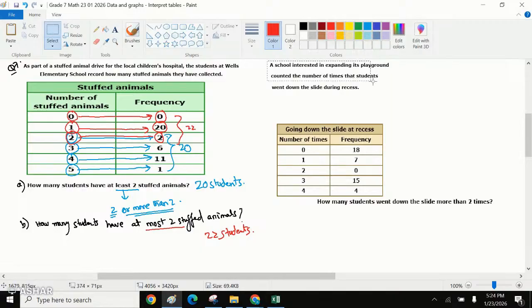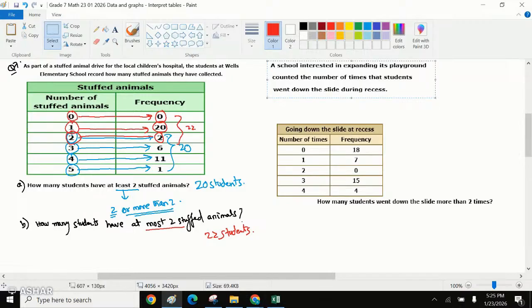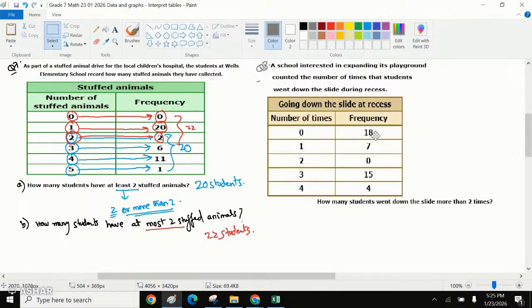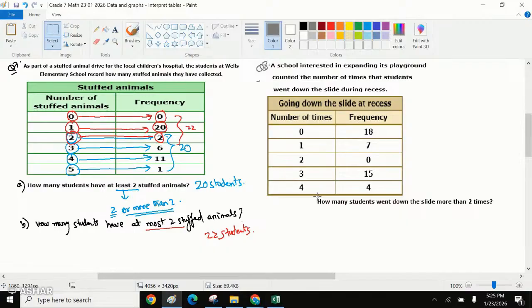A school interested in expanding its playground counted the number of times that students went down the slide during the recess. And that is our question number 8. A grid is given to us which shows the information. Okay. So the question they're asking is how many students went down the slide more than 2 times?